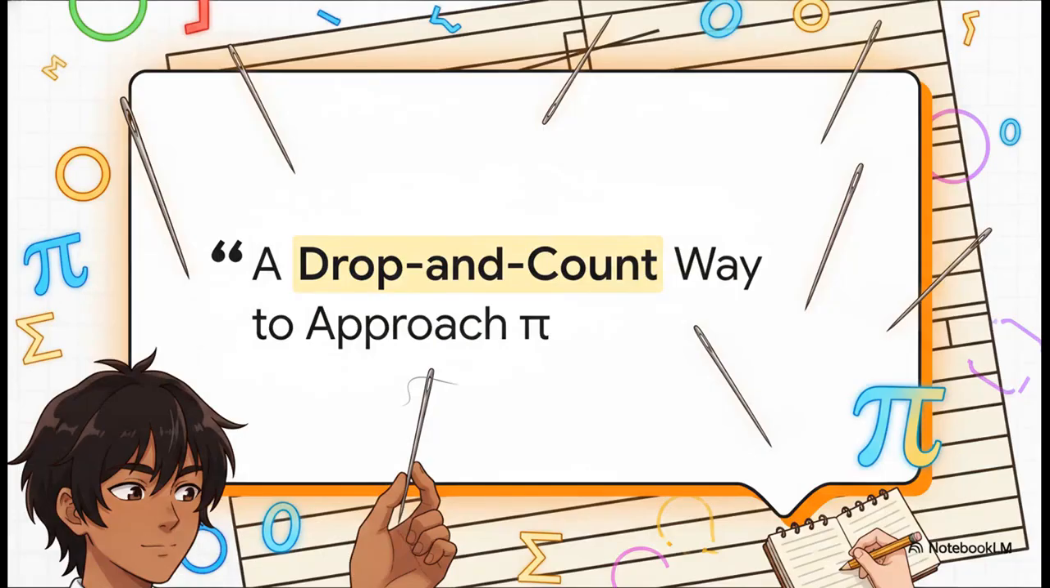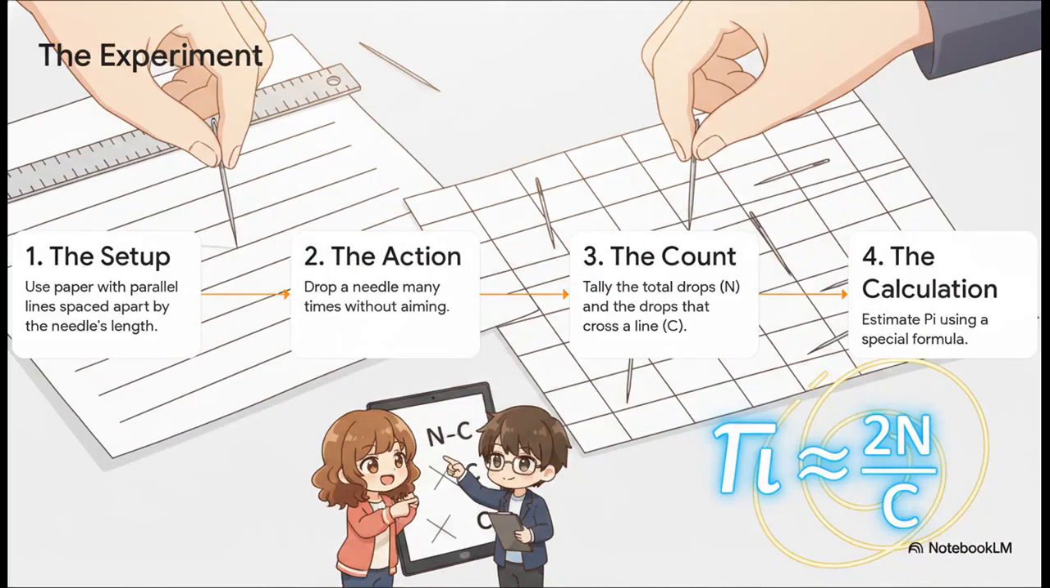The real magic here is that this isn't some abstract thought experiment. It's a physical, drop and count kind of thing. You don't need fancy equipment or complex math. All you need is a needle, some paper, and, well, a whole lot of patience to find one of the most important numbers in the entire universe. So, how does it actually work?